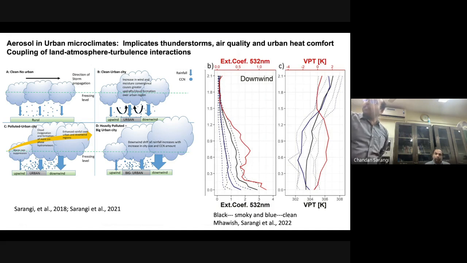Here the black one is, assume, a very smoky environment and blue is a very clean environment. Left side is a measure of pollution. Right side is virtual potential temperature, which can tell you about the stability of the atmosphere. Red one is the difference of both. So when you look at the red one, you will see an elevated layer here, like the plume is actually present here. Corresponding to that layer, you can see the temperature is actually increasing, which should not be the case.